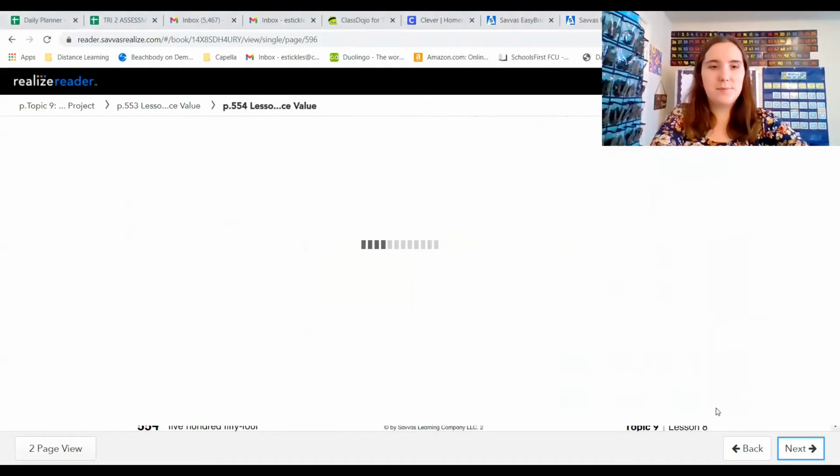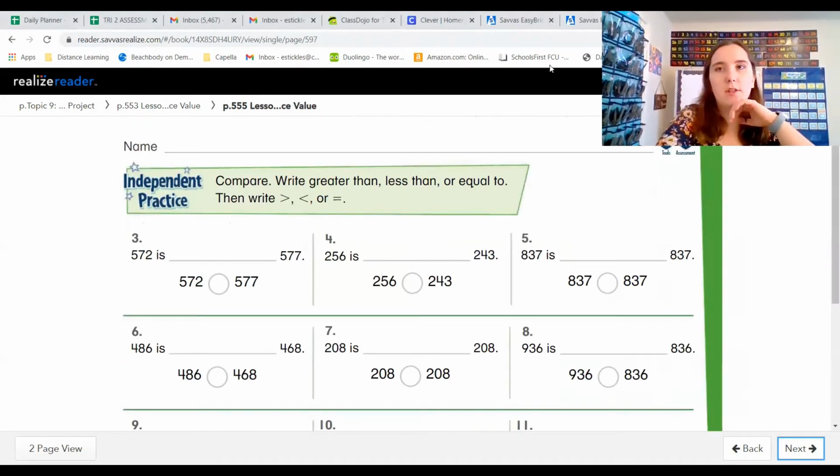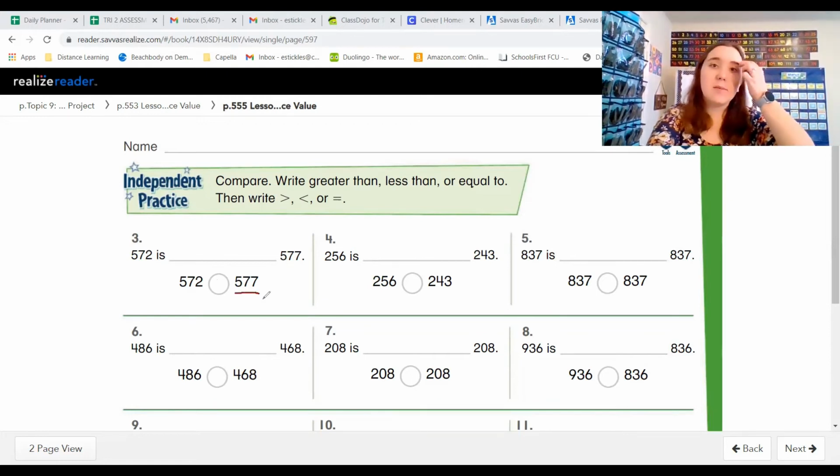Let's turn that page. You and I are going to do number 3 together. Let's look at it. So we are still comparing. We're writing greater than, less than, or equal to, and we're writing our symbols. So we have over here first 572 and 577. So if I look at my hundreds, I have a 5 and a 5. Well, those are the same, so that doesn't tell us our answer. Let's look at the tens. We have a 7 and a 7. Well, those are the same, so that doesn't tell us our answer. Now we're down to the ones. We have a 2 and a 7. Okay, which one is bigger, 2 or 7? 7. So that means 577 is the bigger number.